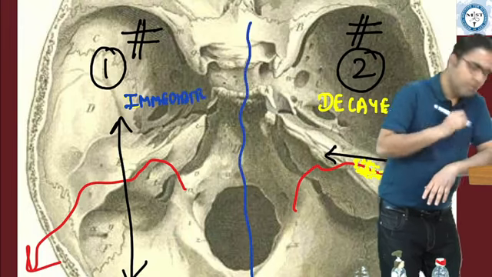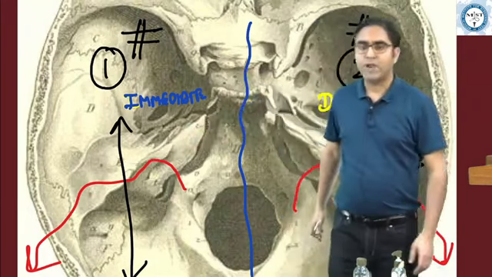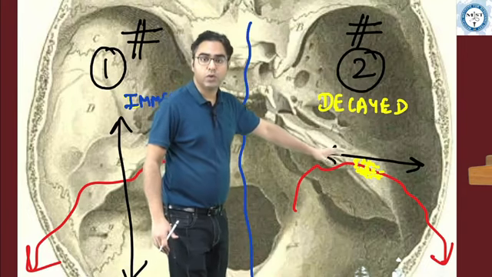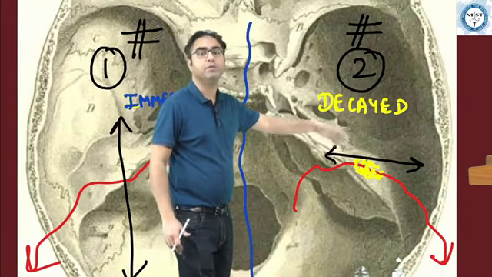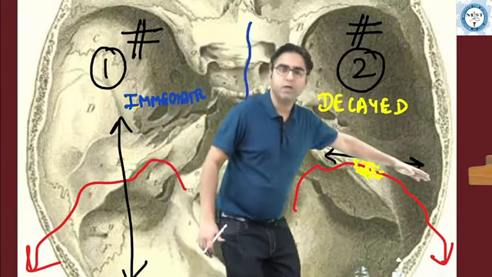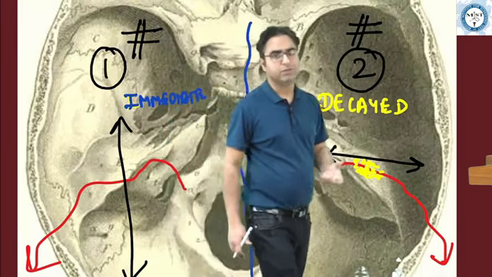Am I clear, beta? Fine. Is it clear, beta? So fracture number 1 will cause immediate facial palsy. Fracture number 2 will cause a delayed onset facial palsy because it is due to edema, and edema will take some time. In this, the fracture has not cut the nerve. The fracture has passed very close to the nerve, and that fracture is causing edema of the nerve, which will take 2-3 days to manifest, beta.